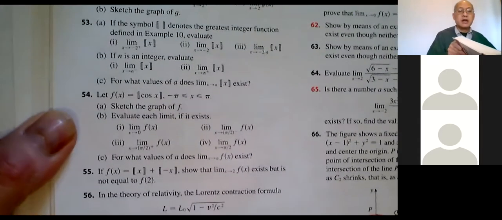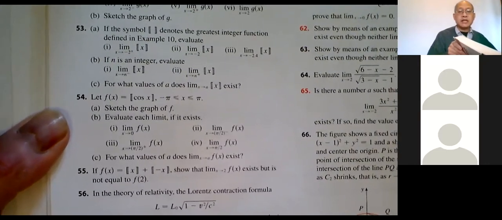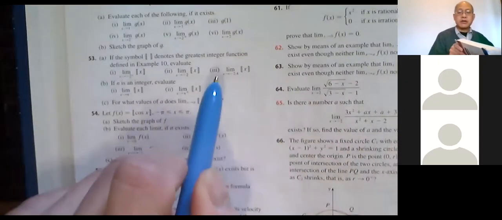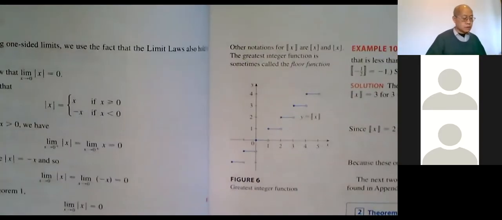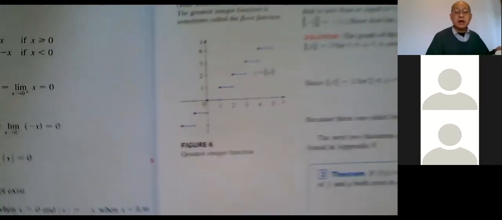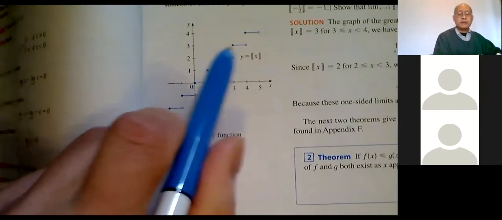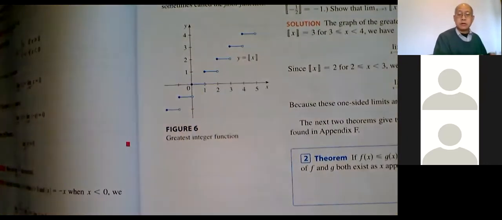And then for part C, 53C: for what values of a does the limit as x approaches a of the greatest integer function exist? The hint was number 3. And again, look at the graph. Now, the two-sided limit exists for all the in-between points, but the two-sided limit does not exist right at the integers.